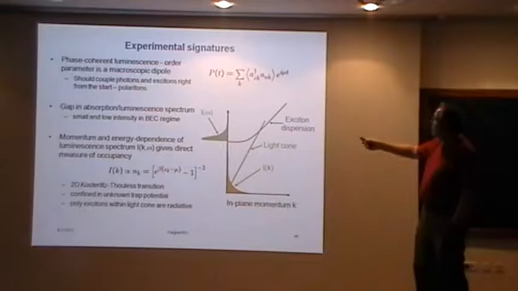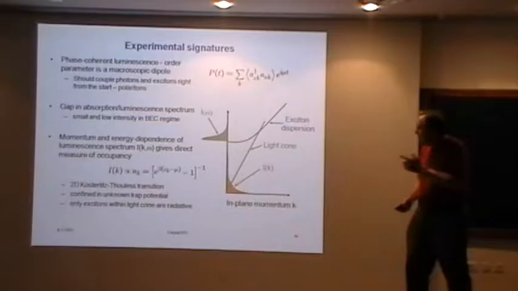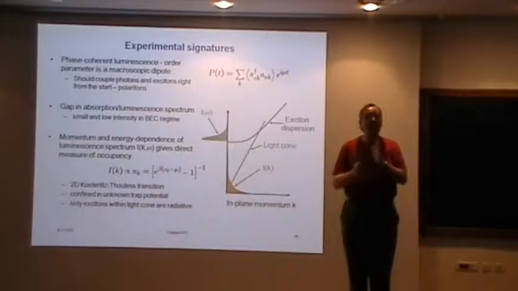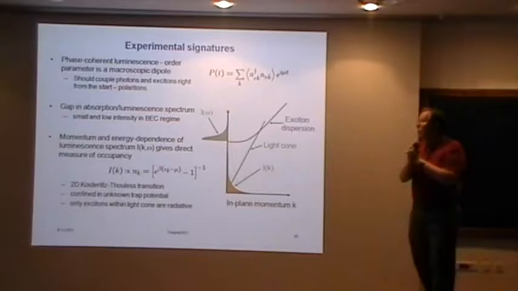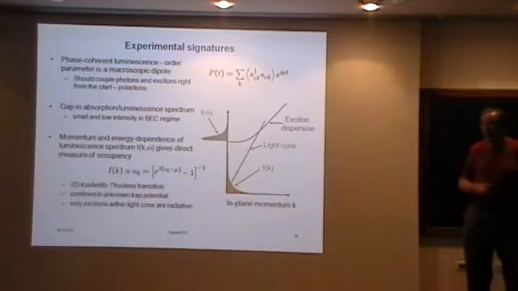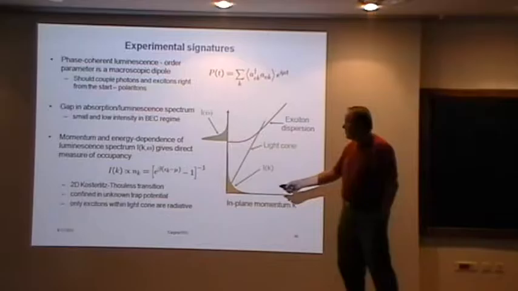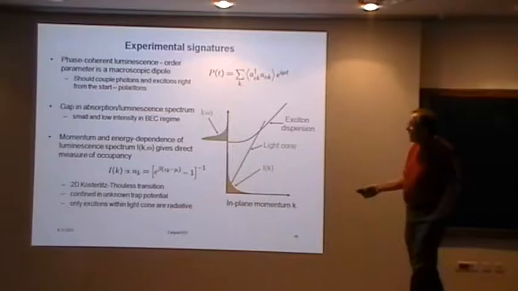So the q equals zero component of this order parameter, it's a sum over k, is a macroscopic dipole, which means that if you look at light emission, the light will come out with photons which have zero momentum in the plane, and therefore they will be beamed straight out of the sample, straight at you. If, however, you look at a small angle, you will discover photons emitted from excitons with a finite momentum, and if you measure the momentum distribution of the photons, you'll get some kind of distribution which will simply tell you n of k, the occupancy in the excited eigenstates.